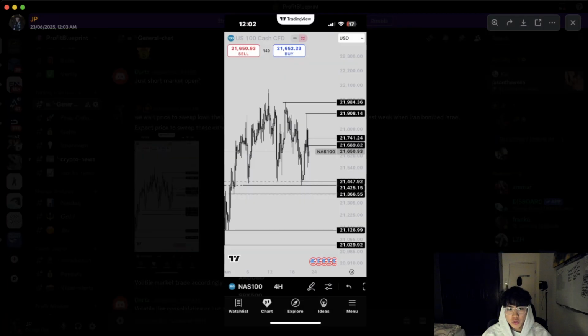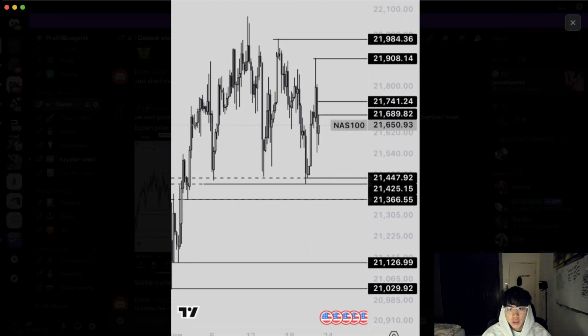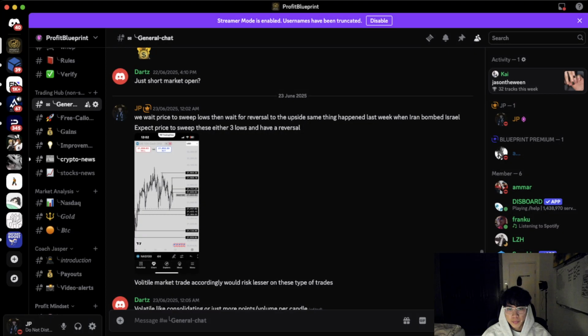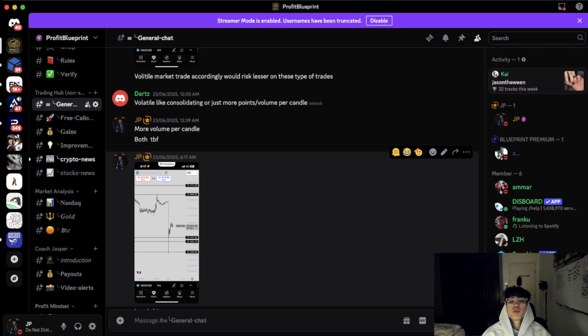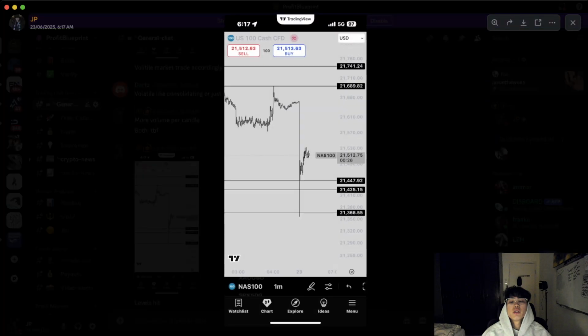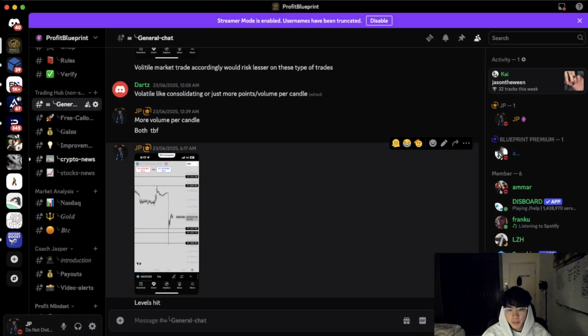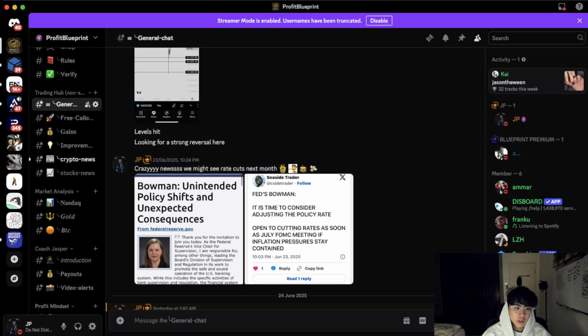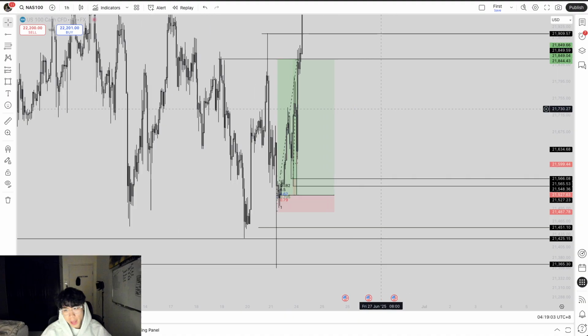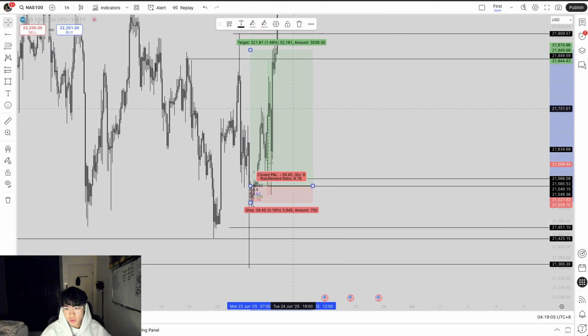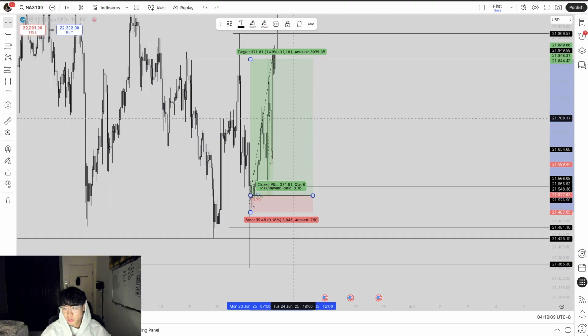I marked out these three lows here. You can see these lows here. It's a volatile market, so trade accordingly with less risk on these types of trades. So we see here price came down to this area. So let's go on the charts and play through that. It should be here.